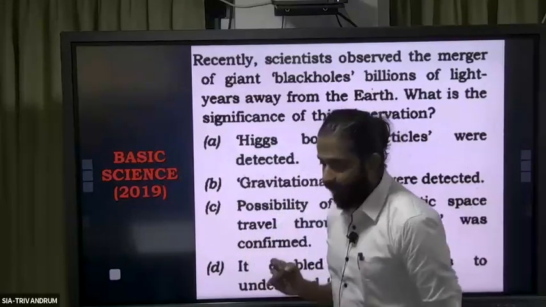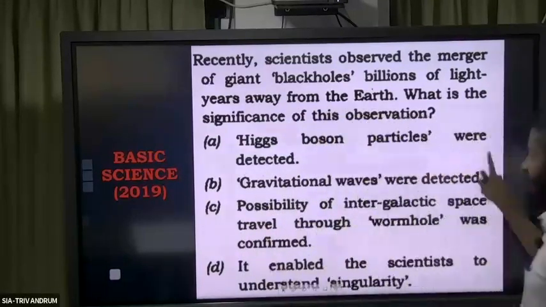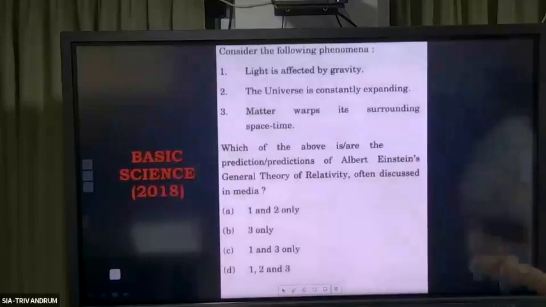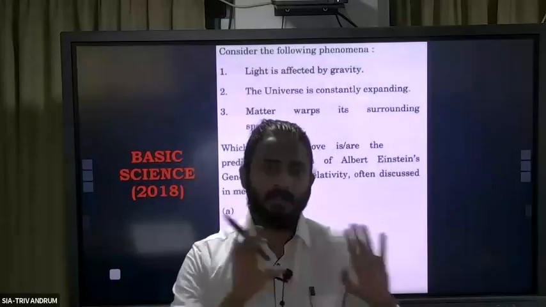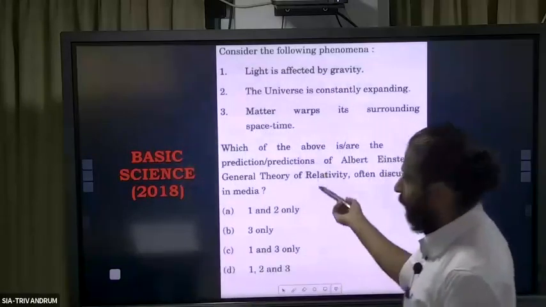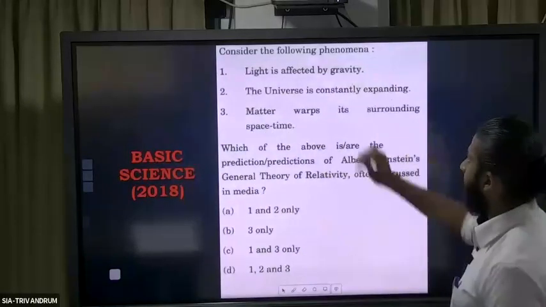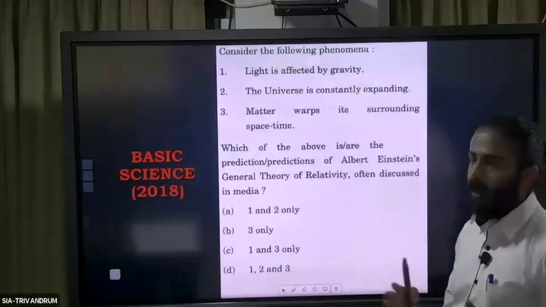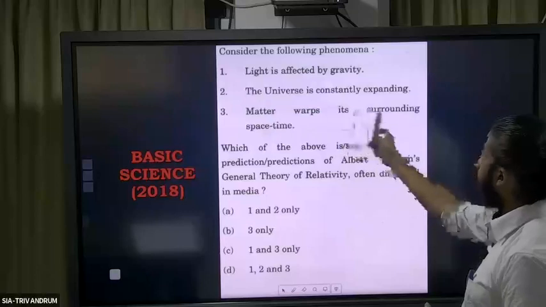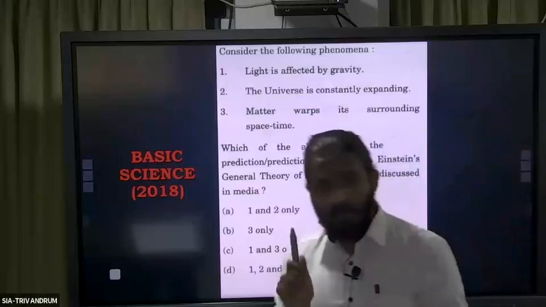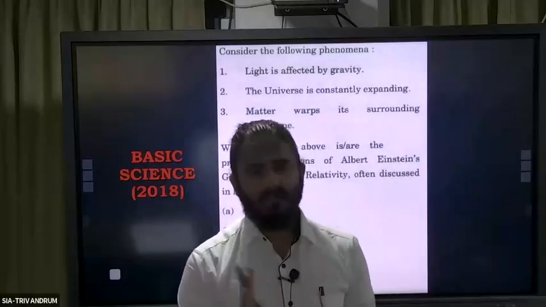So these terms also you should be aware of. Then again, basic science. When they ask questions in basic science, if you have solved previous question papers, the question is about light, gravity, and how light is affected by gravity. And the third statement, matter warps its surrounding space and time. This was actually there in 2017 current affairs, right?